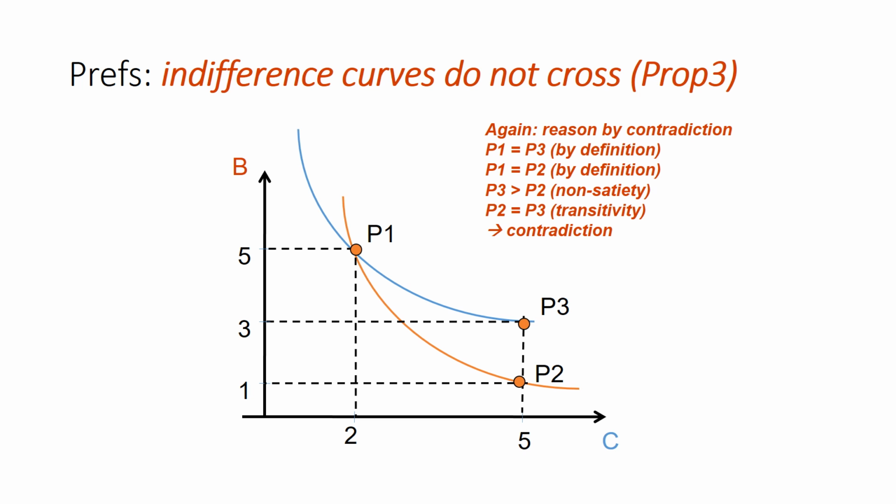Therefore, we should have that the consumer is indifferent between P2 and P3. This is not true, quite obviously, because for basket of goods P3, the consumer would get 3 books for 5 concert tickets, whereas at the basket of goods P2, the consumer has only 1 book for 5 concert tickets. Therefore, the basket of goods P3 is actually preferred to the basket of goods P2. So this reasoning here proves that indifference curves cannot cross. So this is property number 3. Indifference curves do not cross.